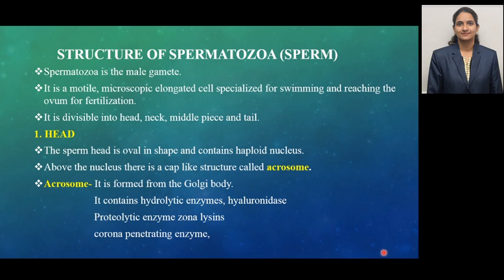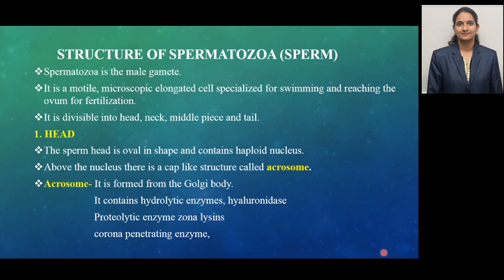First we will start with the head. Sperm head is oval in shape and contains a haploid nucleus. As gametes are haploid in nature, having half of the chromosome number, hence they are called haploid. Above the nucleus there is a cap-like structure called the acrosome. Acrosome is a formation from the Golgi body itself.